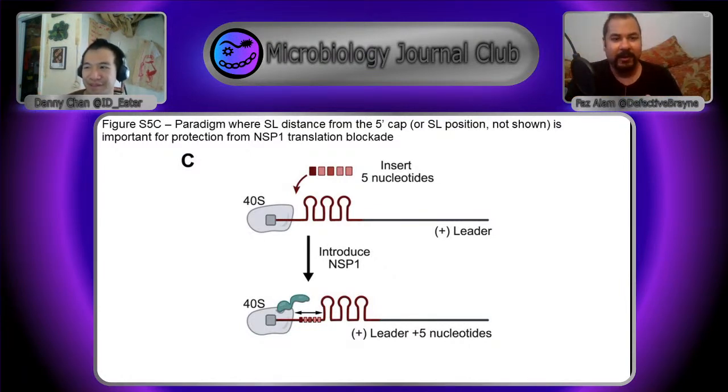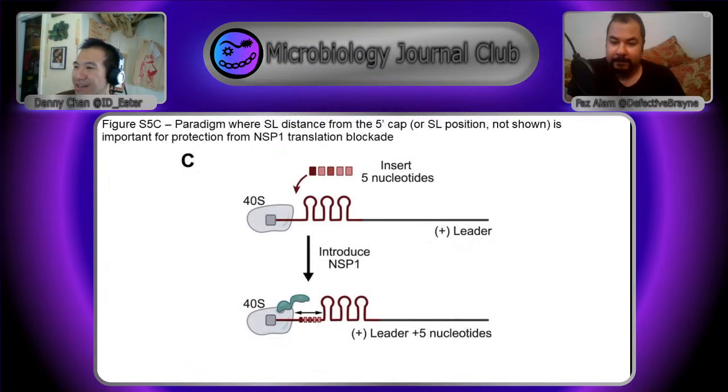So it needs to be exactly the right point. So the question is, how does it actually inhibit the NSP1? Does it knock the NSP1 off, or does it just go around the NSP1 and maybe bring the ribosome to it? Those would be maybe the two models that they're trying to differentiate here.